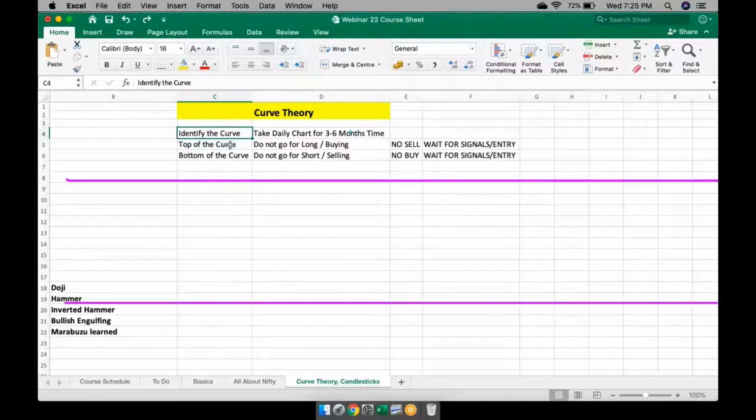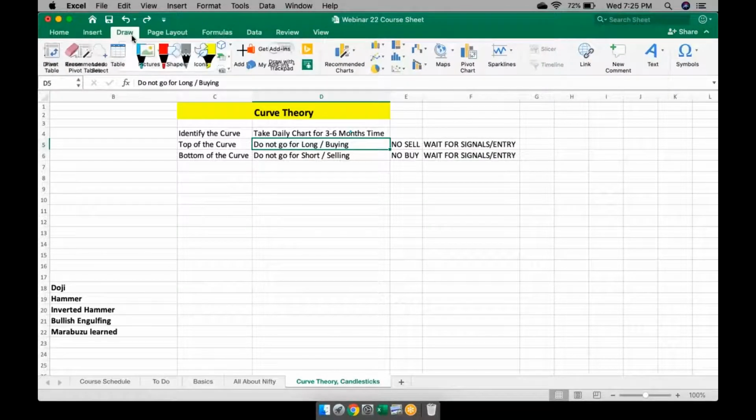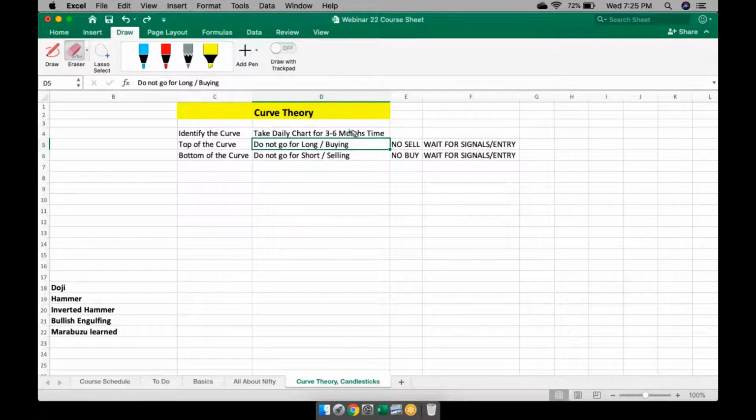See, curve theory: identify the curve. First, identify the curve. Take a daily chart of 3 to 6 months time frame. It's a daily chart. And at the top of the curve, do not go for long or buying. Very simple. At the top of the curve, do not go for long or buying.